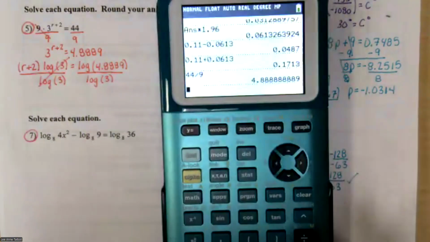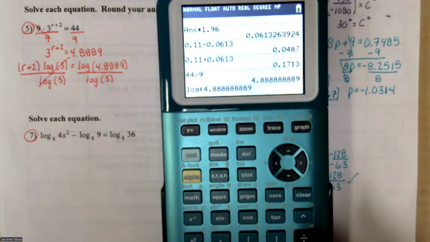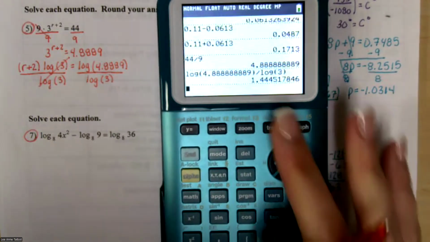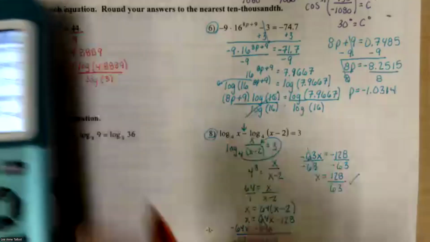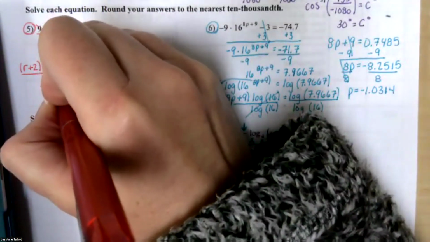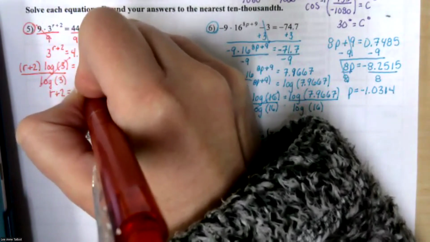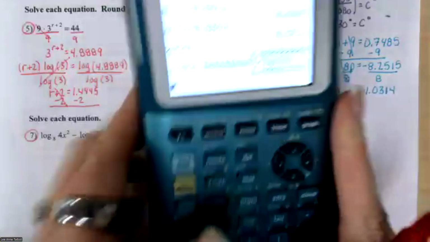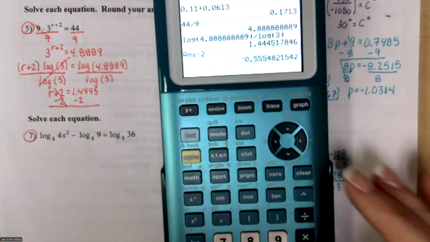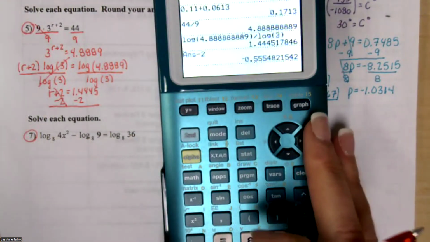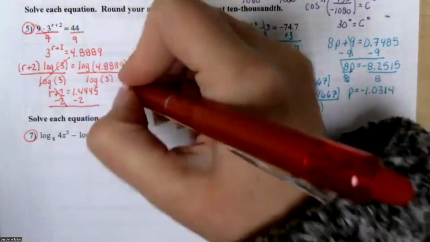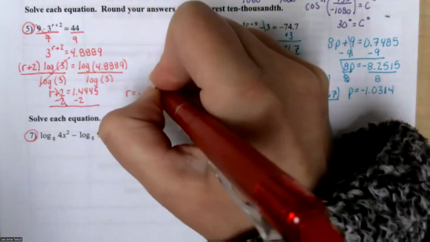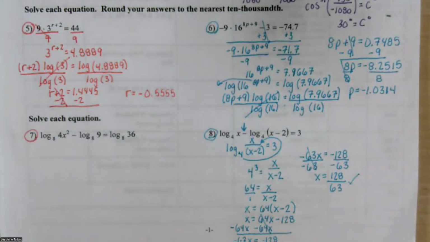Okay. Log of that thing divided by log 3, 1.4445. Minus 2 from both sides, negative 0.5555. That's great. The most unsatisfying answer in the history of answers.